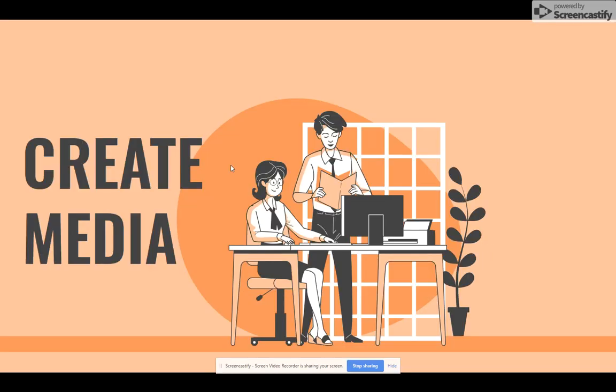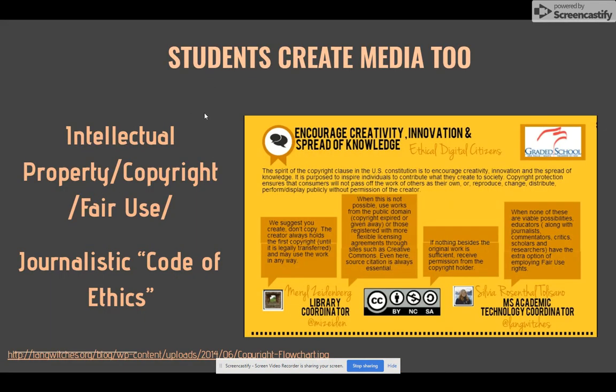And then finally, in terms of creating media, this piece I don't know that we'll get to spend very much time on, but we do want to make sure that it is an important thing to cover with kids, because students create media too. They make media for us in school, but also out in the real world on their own. We have lots of our students that make music videos and make YouTube videos and are artistic and artists.